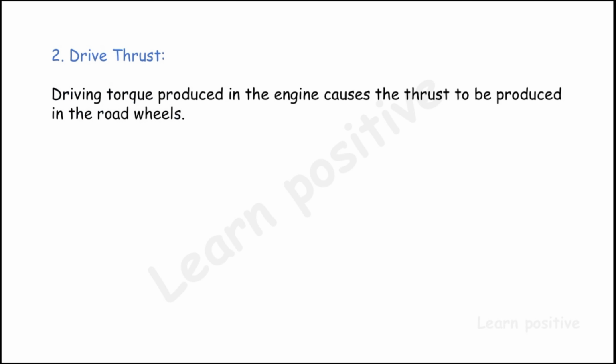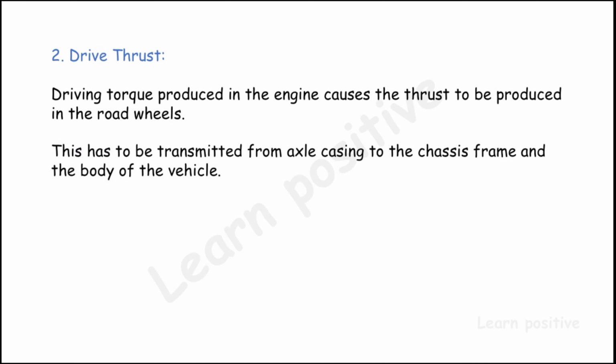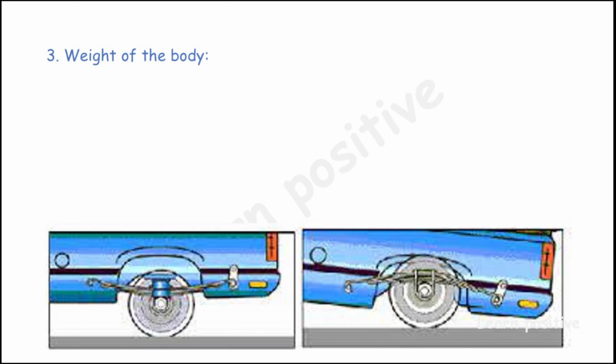Drive thrust produced in the engine causes thrust to be produced in the road wheels. So this has to be transmitted from the axle casing to the chassis frame and the body of the vehicle. So radius rods are used to reduce the drive thrust in the rear axle. The drive thrust happens due to the movement of the vehicle in the forward or reverse direction. And the next one is weight of the body.